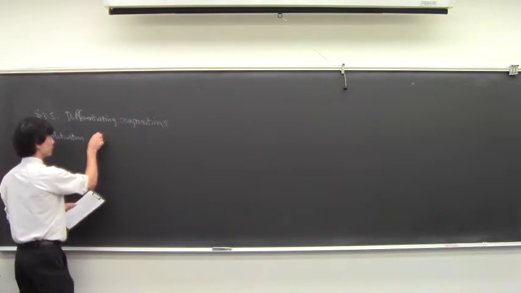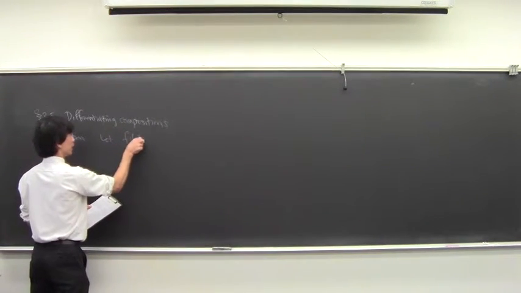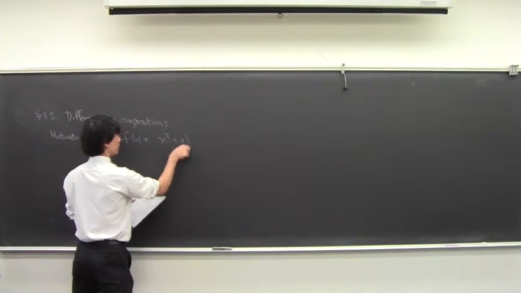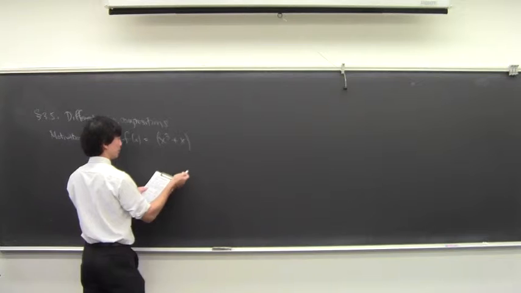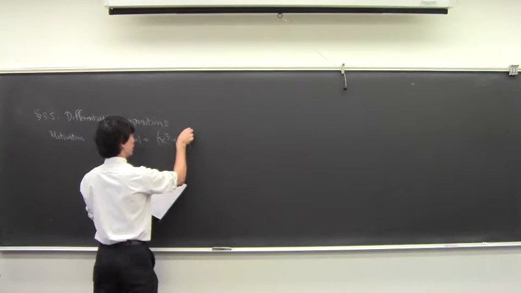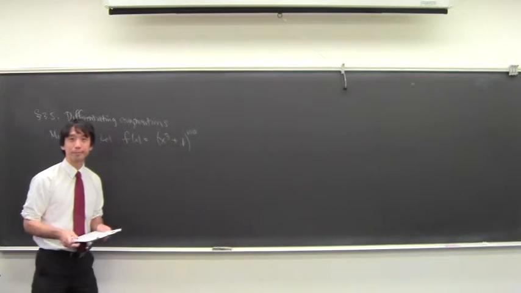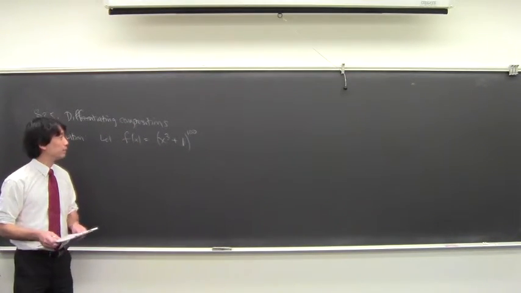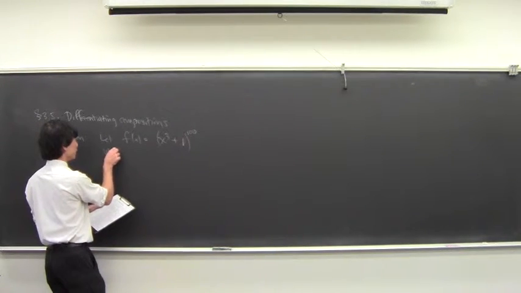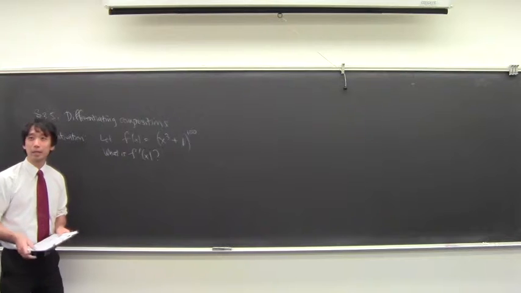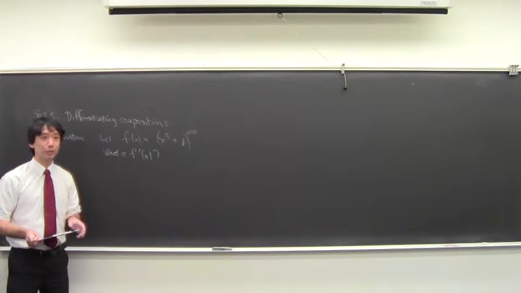Okay, so somebody gives you a function, f of x is, say, x cubed plus 1 to the 100. It says, what is f prime of x? At this point, how would you do it?